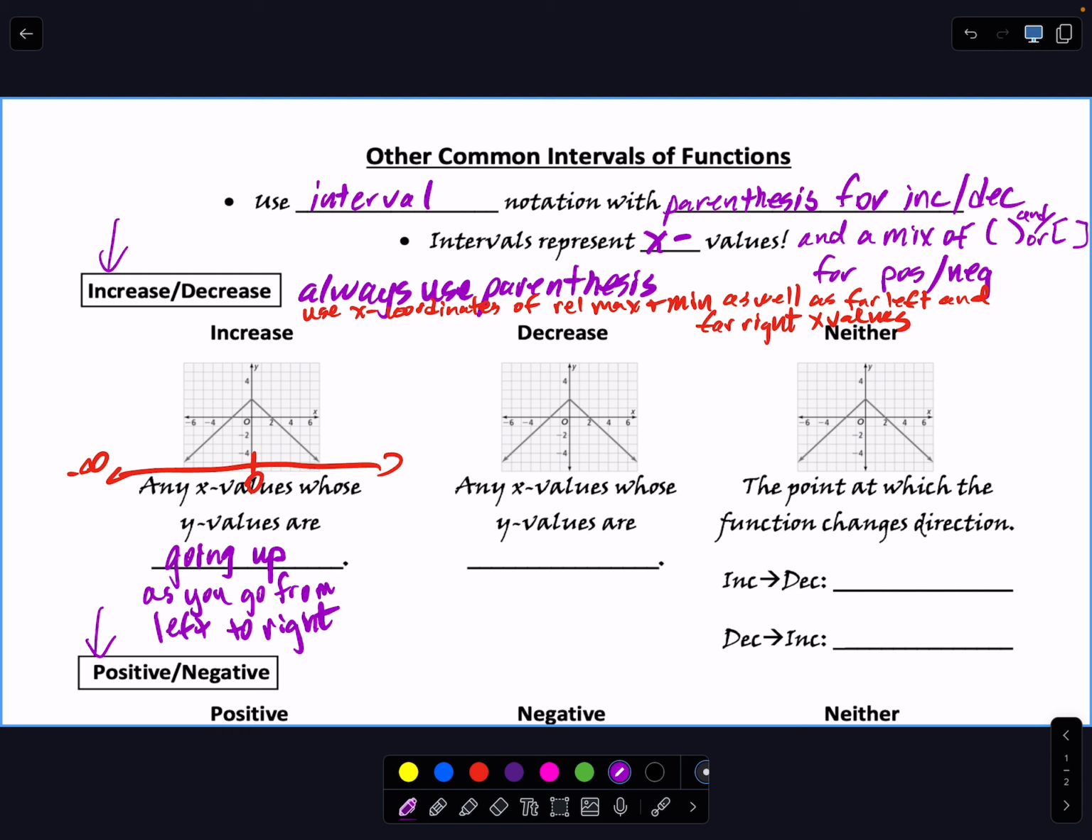And so once again, as I drive from left to right, I'm going up, up, up, up. And so I have an increasing interval from negative infinity to 0, and you always use parentheses. You're not going to ever include any value on increasing, decreasing.